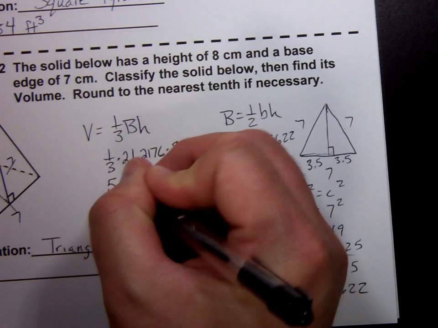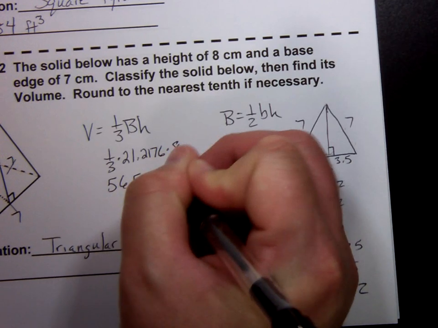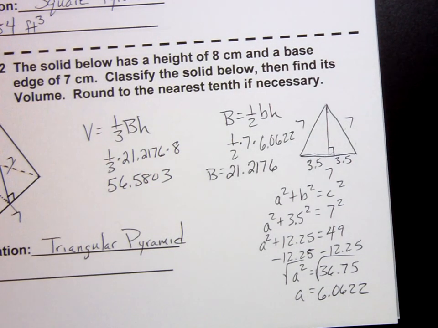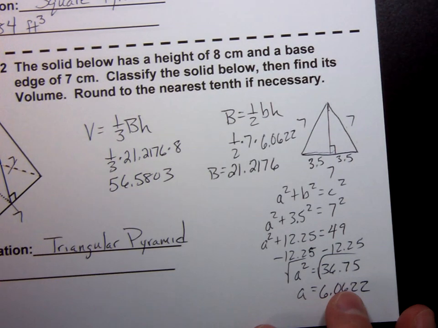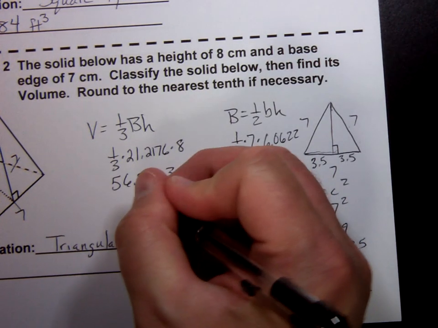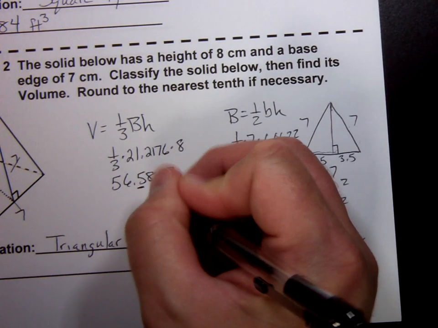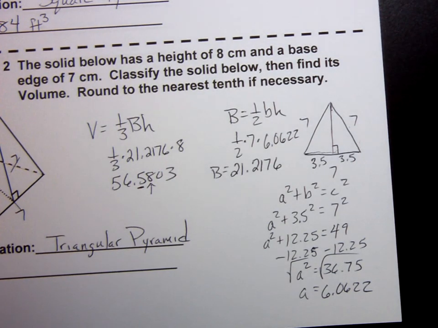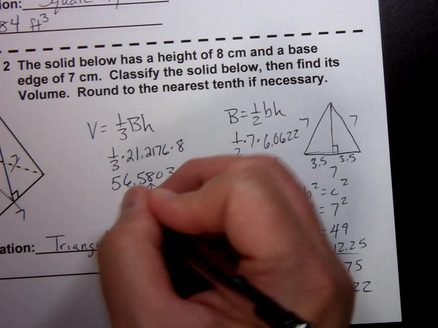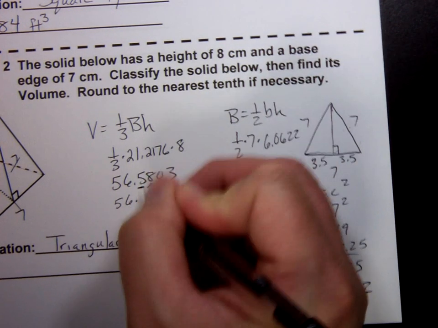And that gives me 56.5803, something like that. And the directions said to round to the nearest tenth. So now I'm at the end of the problem, so this is when I want to round to the nearest tenth. I'm keeping one number after the decimal point. That next number is an 8, so that's big enough to round up. So that will make that 5 become a 6.